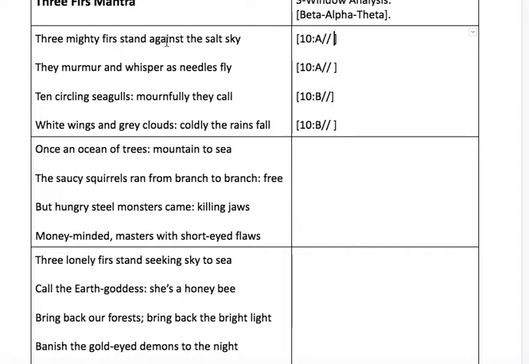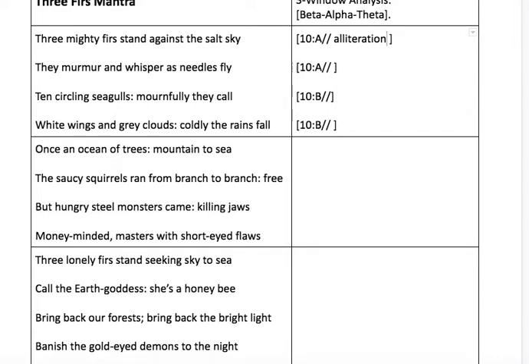Three mighty firs stand against the salt sky. So I look at that first line and I notice a few things. This idea of the firs standing against the sky, we're giving a human quality to the firs. So we do have personification. And that personification becomes more clear in the second line, where they murmur and whisper. So that's a little bit more direct. So maybe we'll leave our discussion of personification to the second half of this couplet, because it's more powerful there. But we can note that there is alliteration.